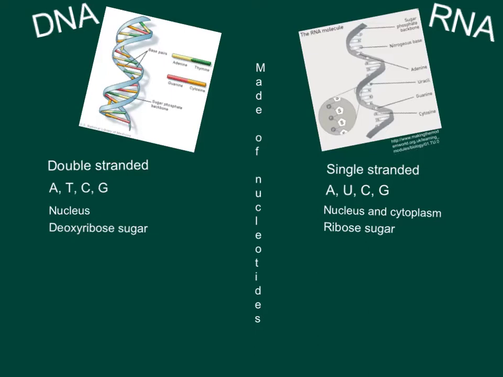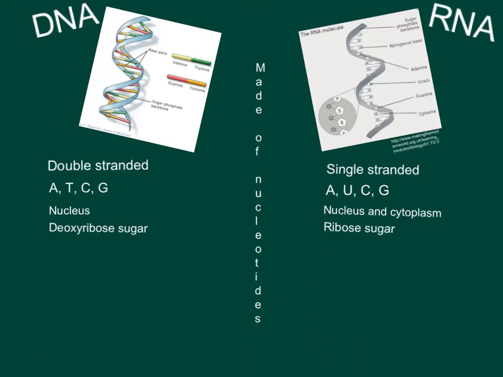The nitrogenous bases in DNA and RNA are also very similar. 3 out of the 4 different bases are the same. The difference is that, while DNA has thymine, RNA has uracil instead. So the pairings are adenine with thymine, or adenine with uracil, and then cytosine is always paired with guanine.